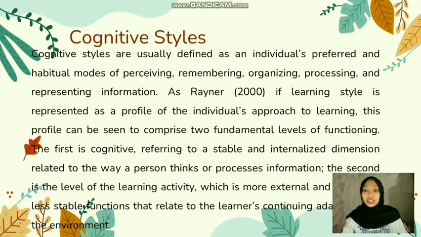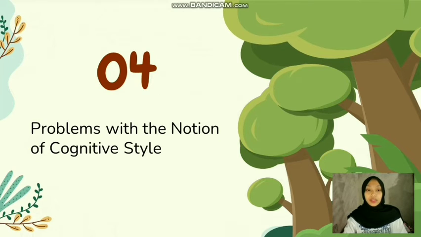internalized dimension related to the way a person thinks or processes information. Second is the level of the learning activity, which is more external and embraces less stable functions that relate to the learner's continuing adaptation to the environment. Next, problems with the notion of cognitive style will be explained by Yayang Karisma.